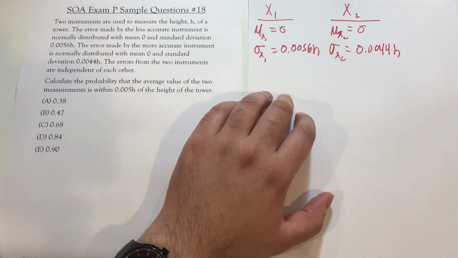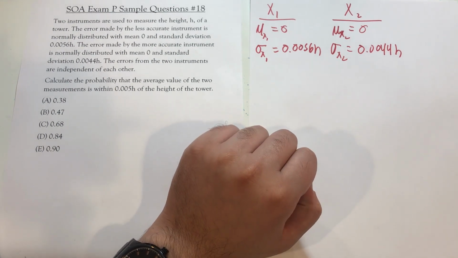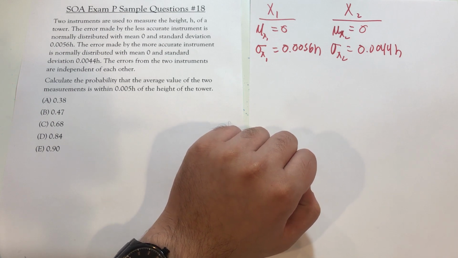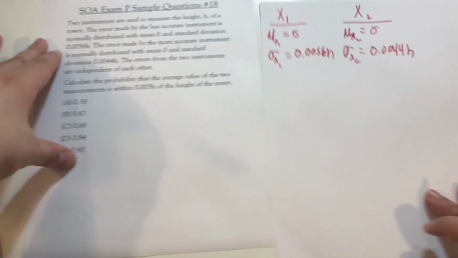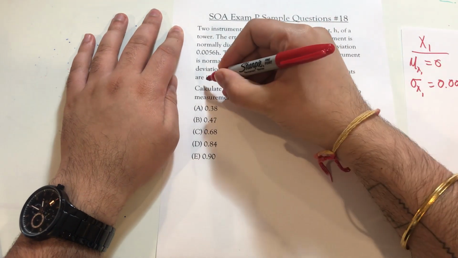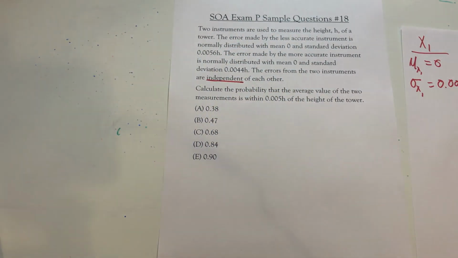We're asked to calculate the probability that the average value of the two measurements is within 0.005h of the height of the tower. Now, the fact that the two instruments are independent of each other is very important, especially when we're talking about normal distributions. The sum of independent normal distributions is also normal.